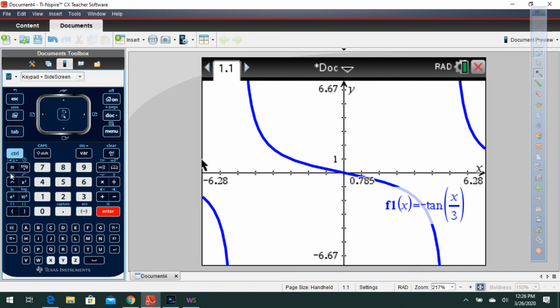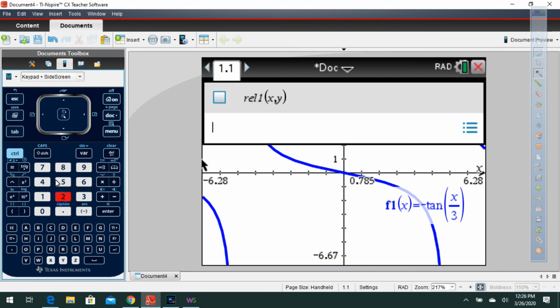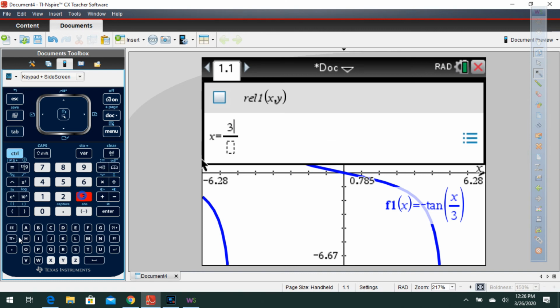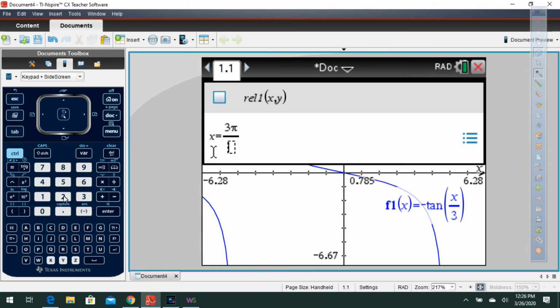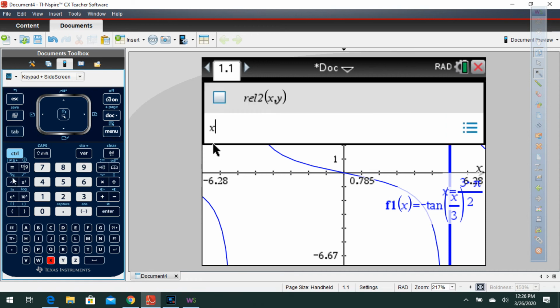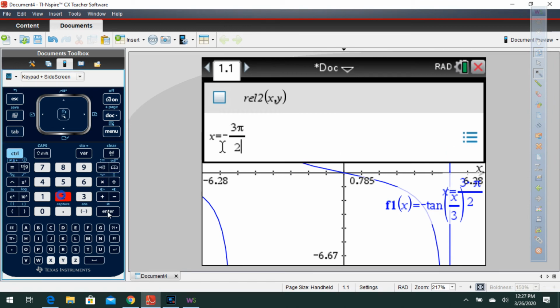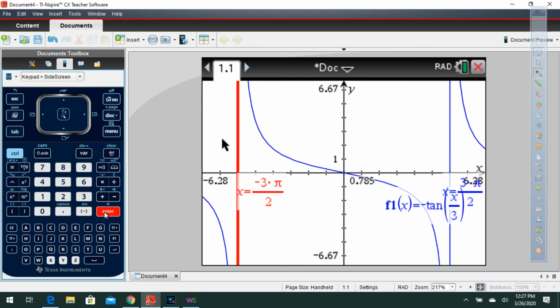And remember, you got 1 at x equals, let's see, tab, menu, 3, 2. You got x equals, control, divide, 3 pi over 2. There it is. And then tab, x equals -3 pi over 2. And there's the other. Okay, there's your other asymptote. Good deal.